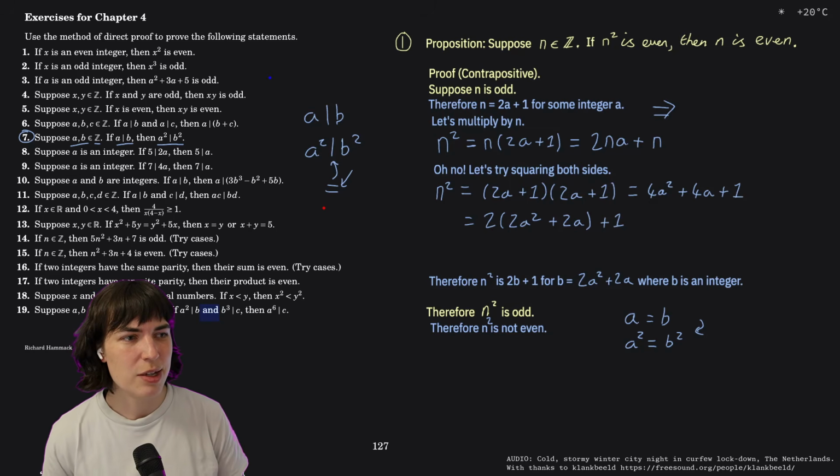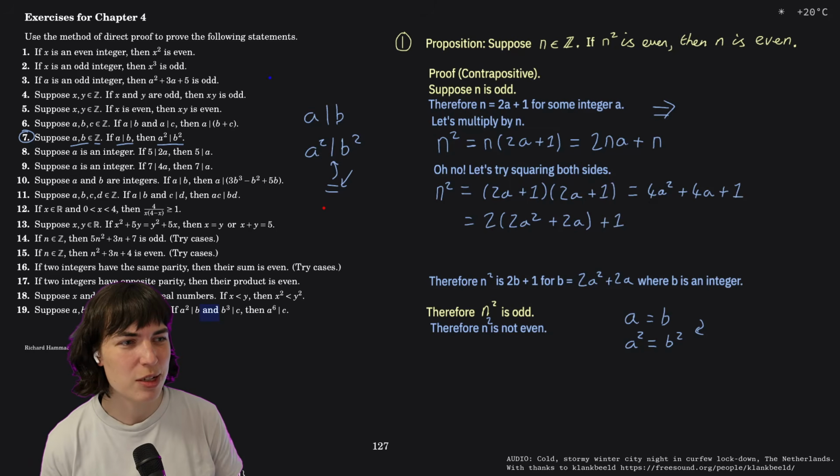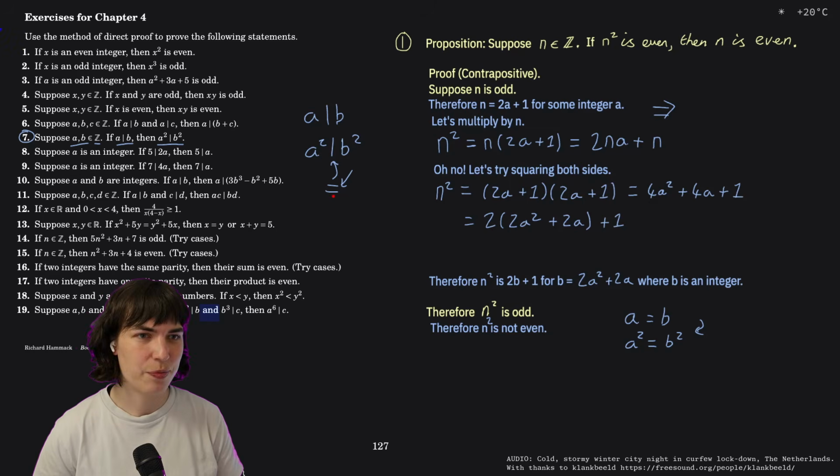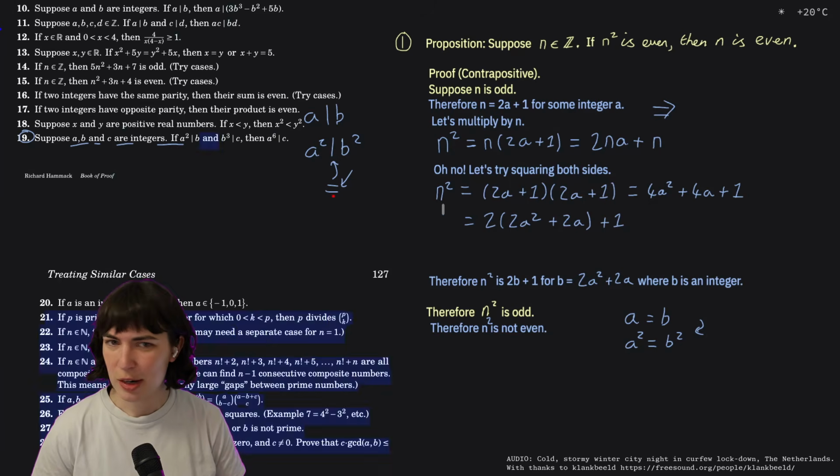A equals b implies a squared equals b squared, it's from Leo. The catch is that a squared equals b squared does not imply a equals b, since the function is not one-to-one. It has two different inverses. Makes sense. Okay, interesting.